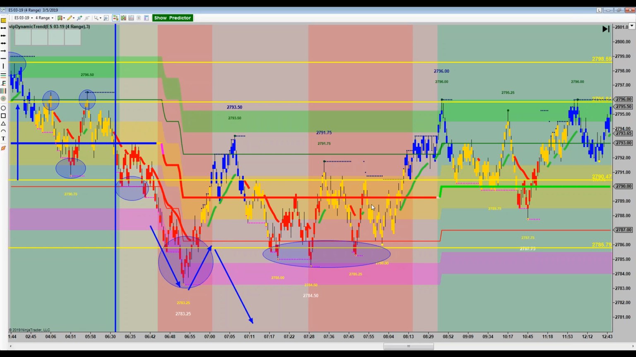Now, second part of the question. Was this range tradable? Yes or no, in your opinion? The daily range. And I'm going to help you with that question because I'm going to give you some sizes of the range.